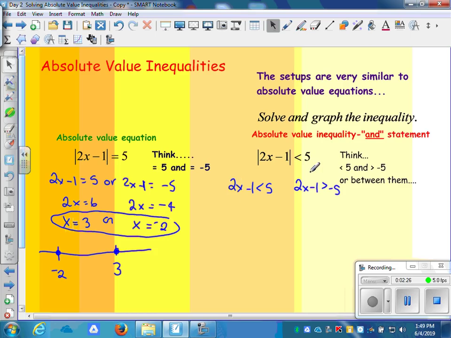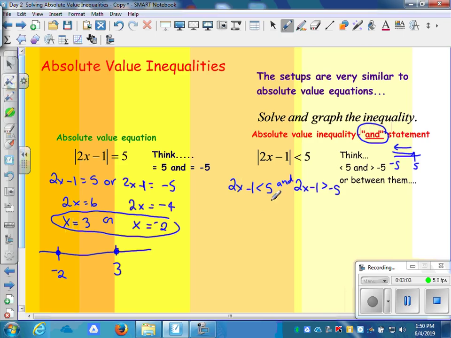Now with inequalities, we have to decide if they're and or statements. And statements mean all values in between two solutions work, where or statements mean all values less than one of them and greater than another. So for this one, when I think about less than 5 but greater than negative 5, well, on a number line, less than 5 is going this direction to the left, and greater than negative 5 is going to the right. So they're overlapping values, which makes this an and statement. So I'm going to go ahead and put the word and in between both of these inequalities.